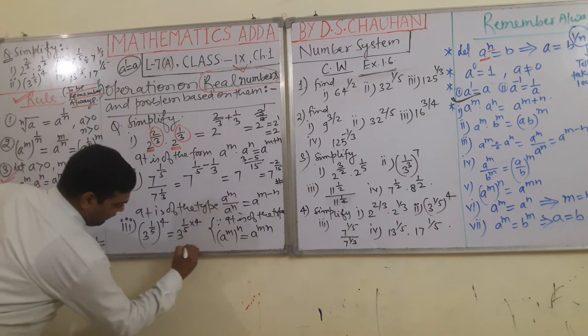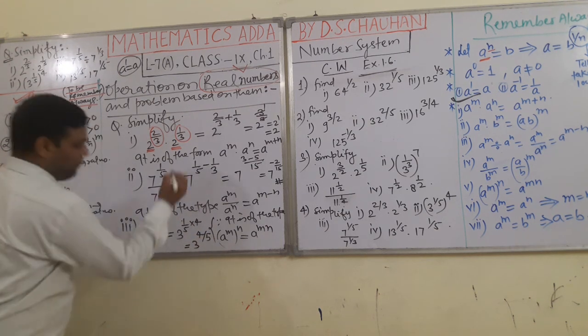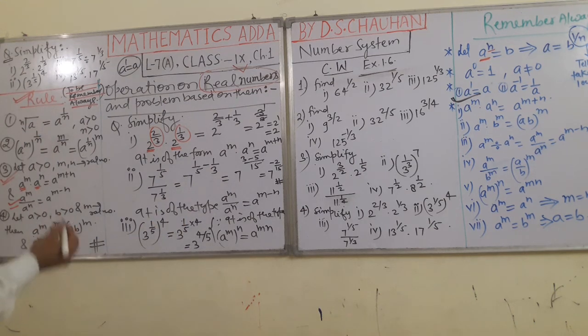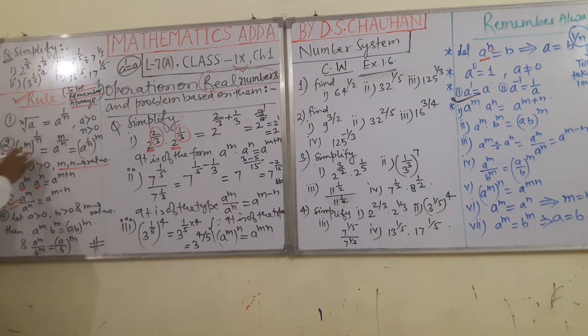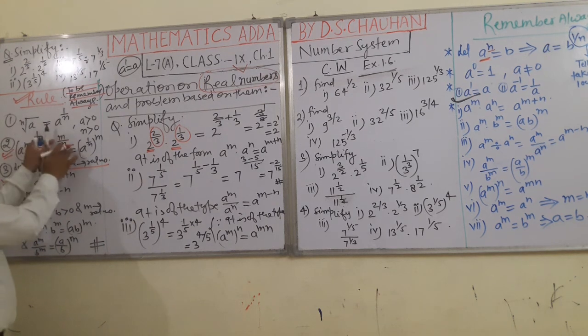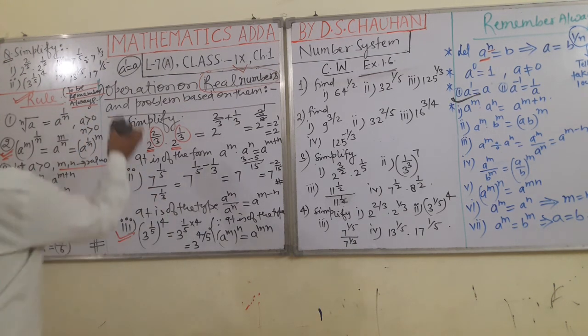What do we get here? 3 to the power 4 upon 5, that is 3 to the power 4 by 5. This is the answer. Students, you are seeing that we are proceeding easily. Related to this, I have written the formula over here. Look here: a is a positive number and m, n are rational numbers. A to the power m to the whole power 1 by n can be written as a to the power m by n. With the help of this formula we have solved this problem. Now one more problem, students, try to understand.